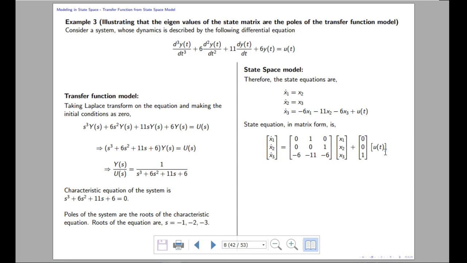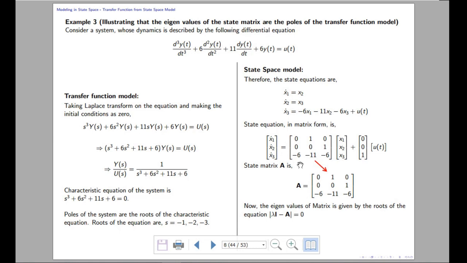In this, the matrix A, or the state matrix A, is this one. So I got the state matrix also. Now let me find out the eigenvalues of this state matrix. The eigenvalues of the state matrix are defined by the determinant of lambda I minus A equal to 0. If I equate this to 0 and find the roots, then I get the eigenvalues.